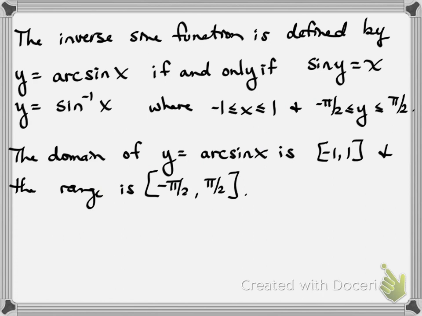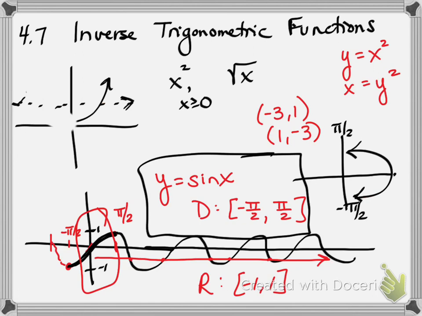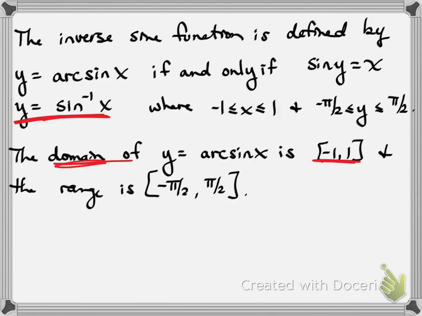So that's why over here, when we're talking about the inverse function, the domain is negative 1, 1. And over here, when we were talking about the normal function, the range was negative 1, 1. So there's that relationship. Okie dokie. Let's see.